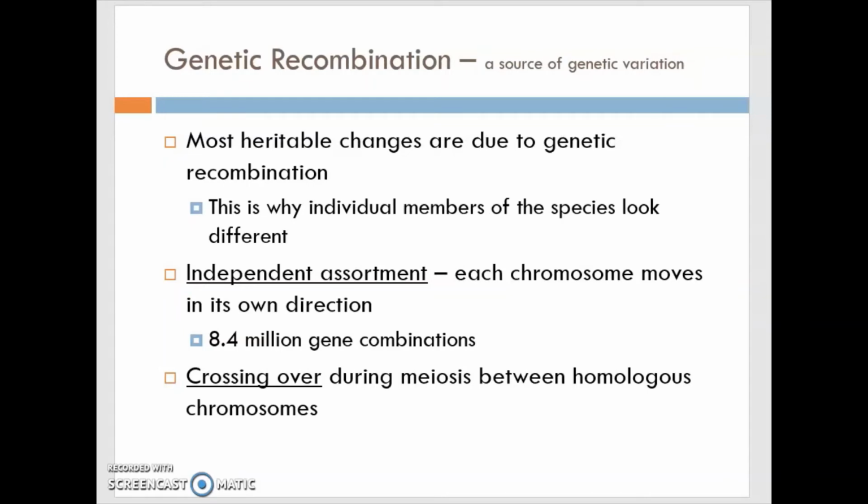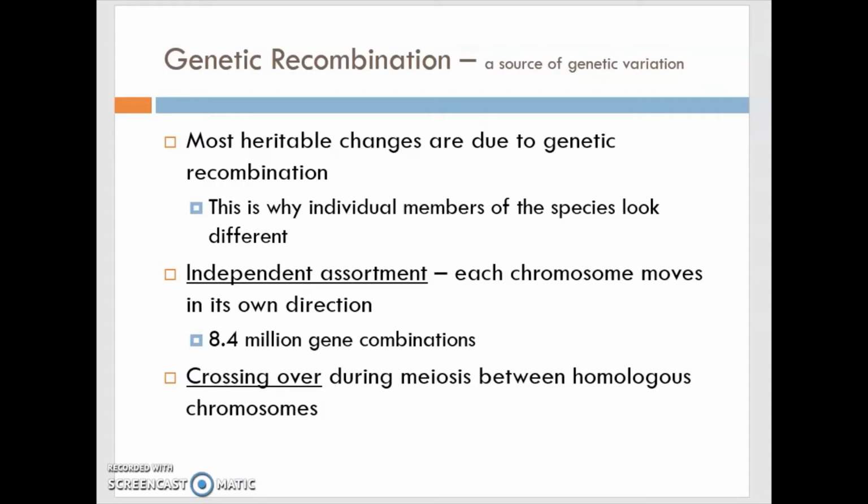Another form of variation is going to be genetic recombination, and whenever we look at genetic recombination, we're talking about basically independent assortment, which we looked at with meiosis, and then crossing over, which we looked at with meiosis as well. And so this is new combinations of traits, and this would be a natural source of genetic variation within a population.